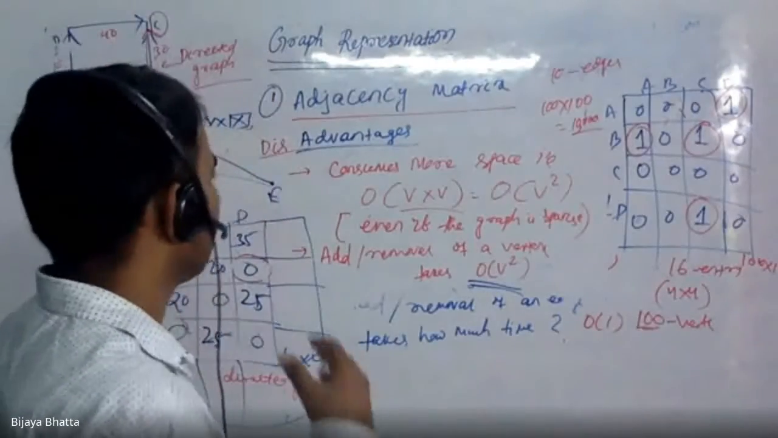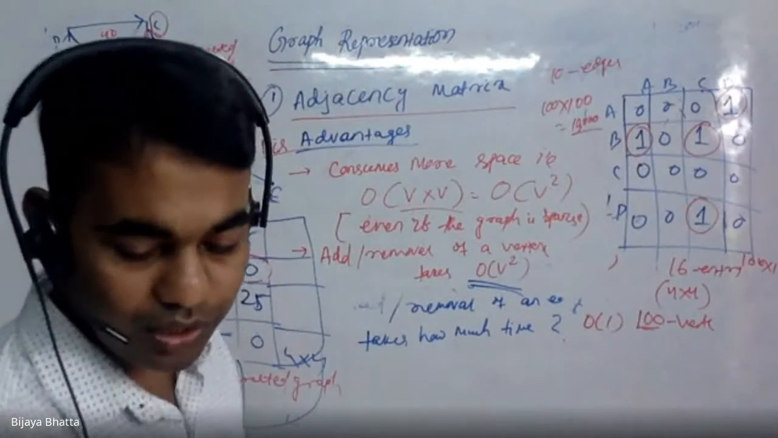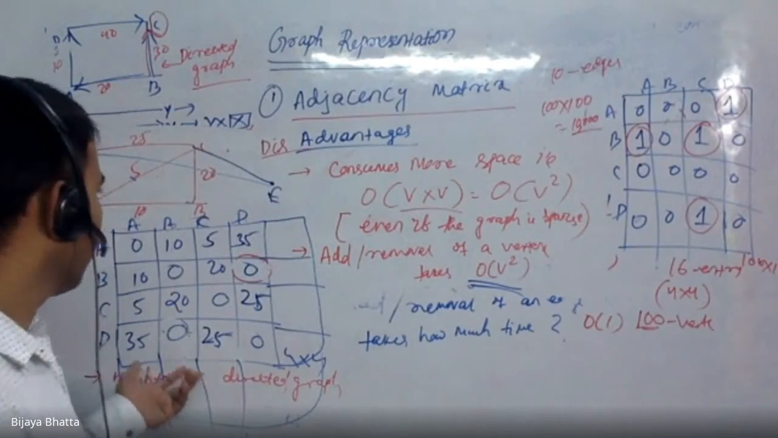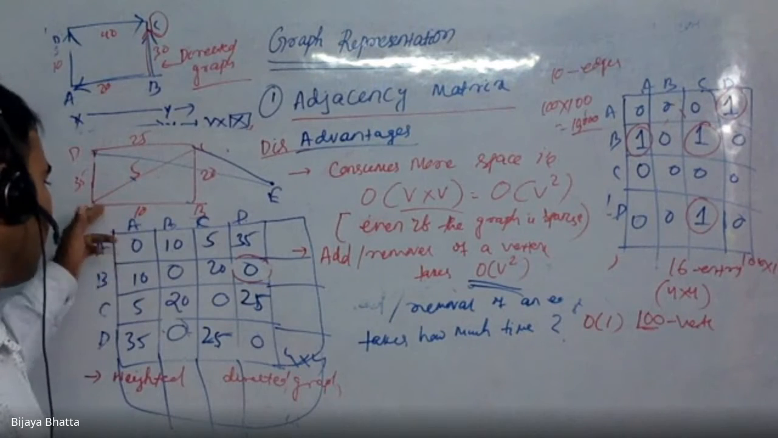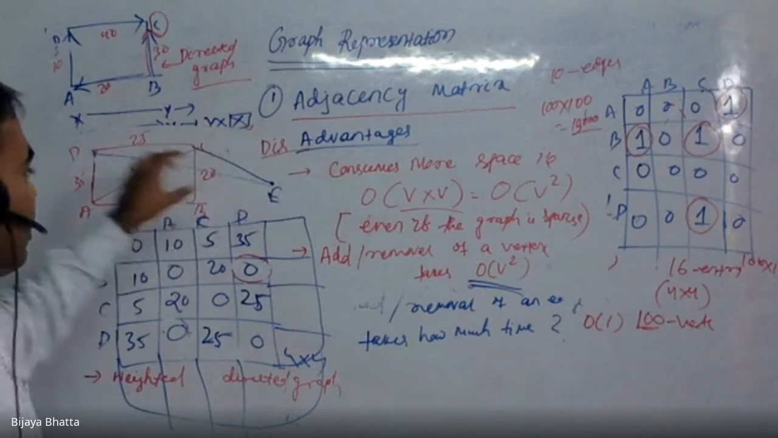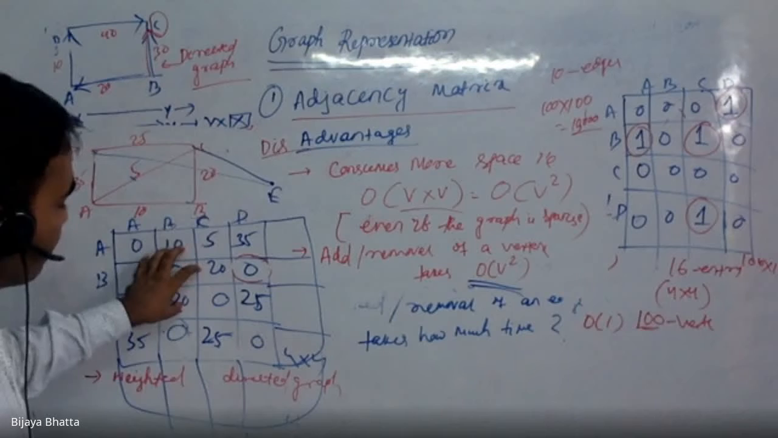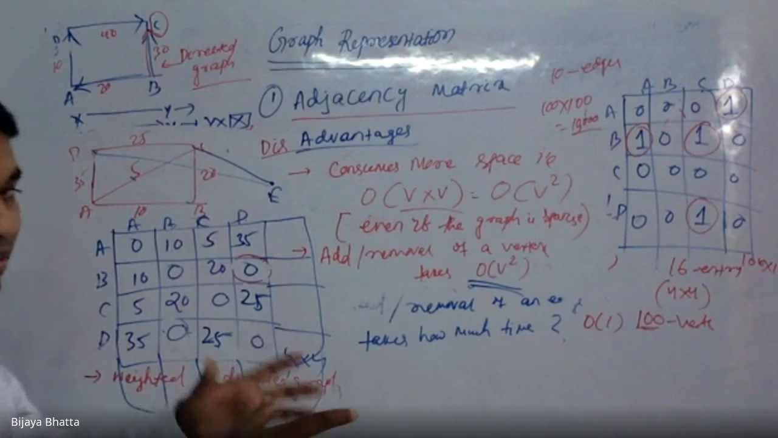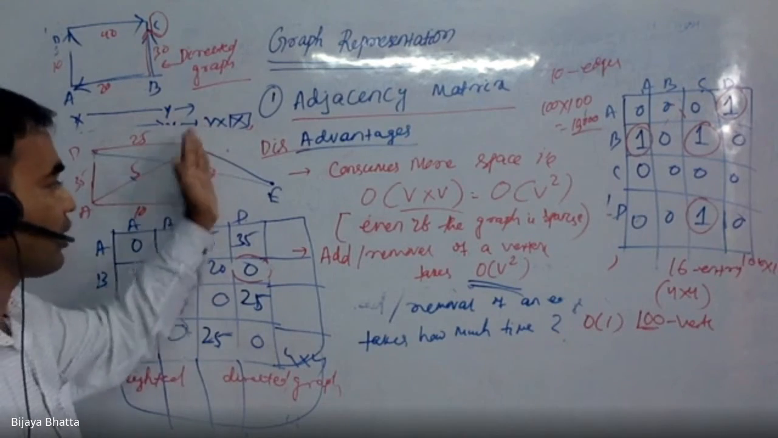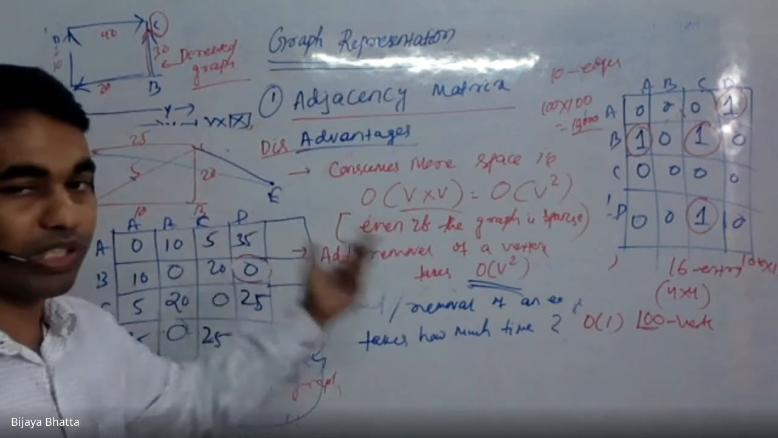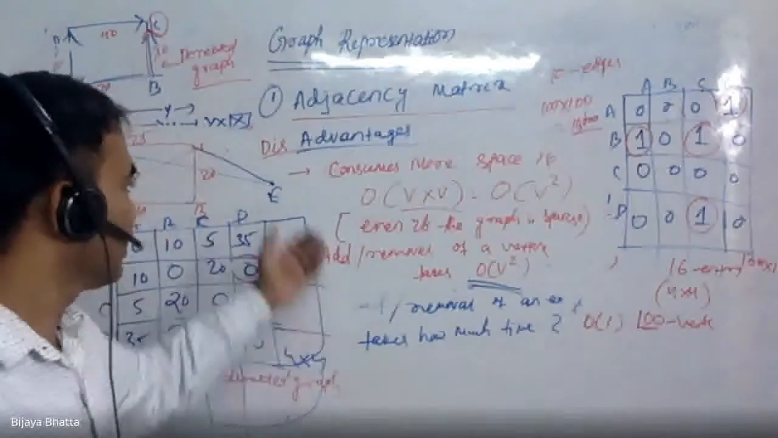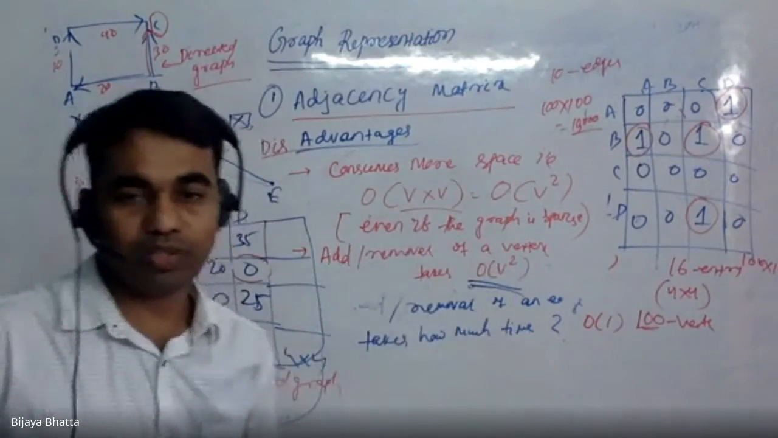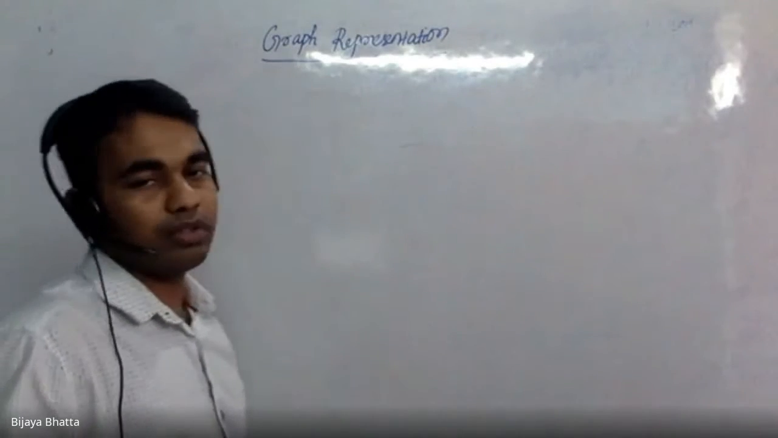So what is adjacency matrix? What we discussed till now: definition, examples with respect to directed graph, undirected graph, and undirected weighted graph. And I had given one assignment for you for directed weighted graph. And then we understood the advantages. In advantages and disadvantages, we discussed some time and space complexity also. So graph representation, right?